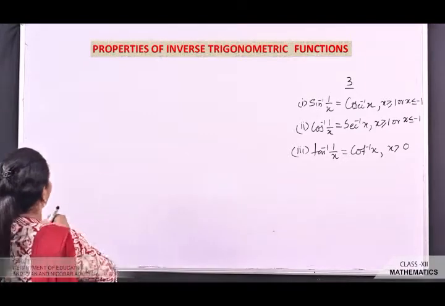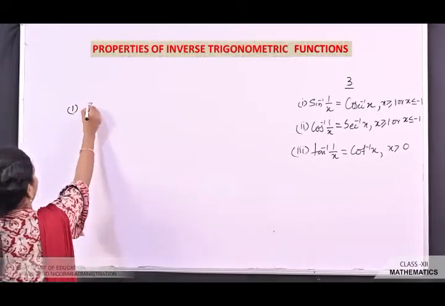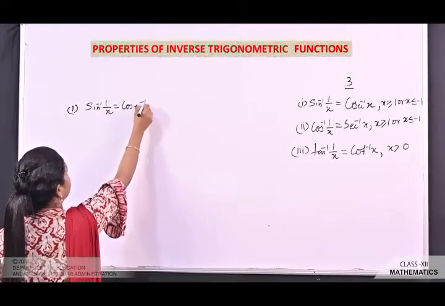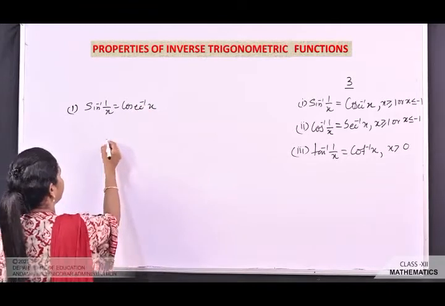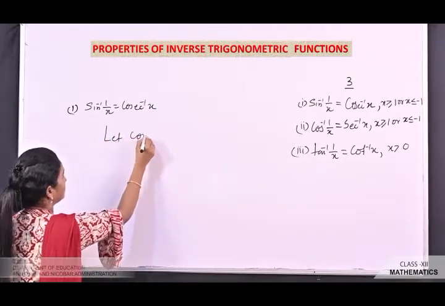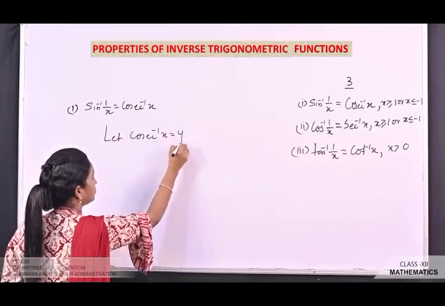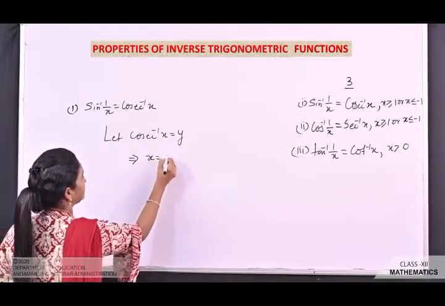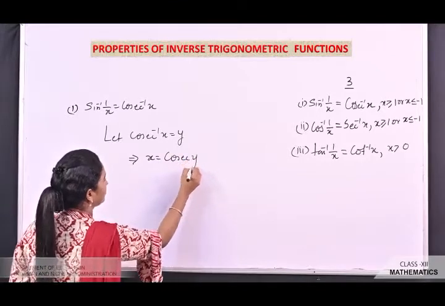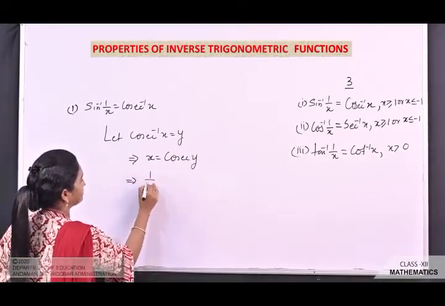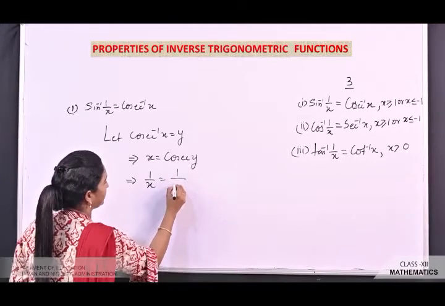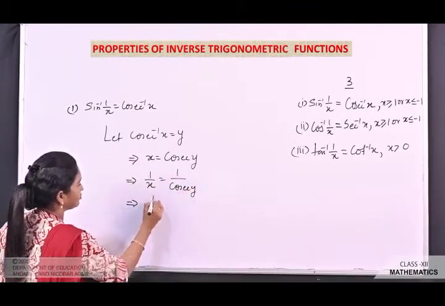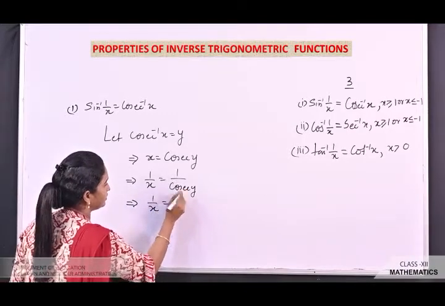Now I'll just tell you how to solve the first property. Sin inverse 1 by x is equal to cosec inverse x. Okay, now let cosec inverse x is equal to y. So that implies x will be is equal to cosec y. I'm just taking the reciprocal. 1 by x will be is equal to 1 by cosec y.